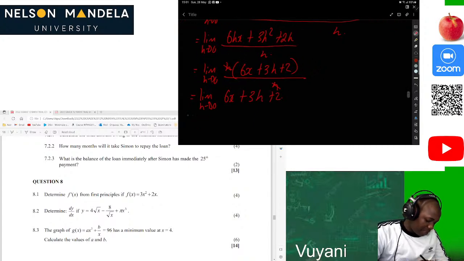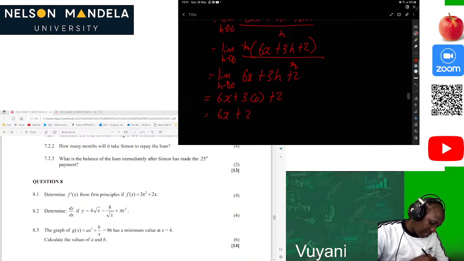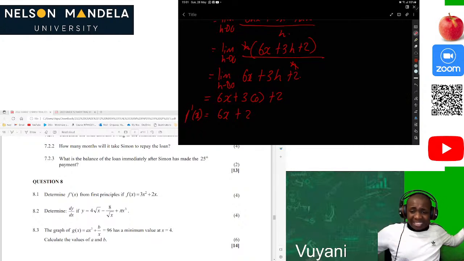Now we can put that 0 in for h. Then we have 6x plus 3 times 0 plus 2. Then we have 6x plus 2. So this is our f prime of x. Then you get your 5 marks just like that.